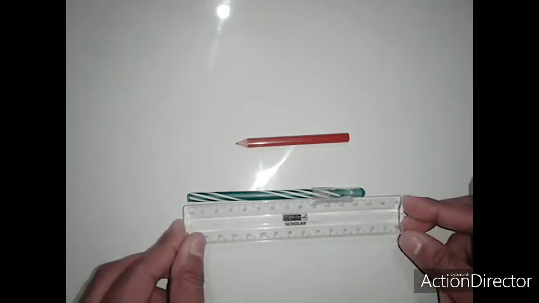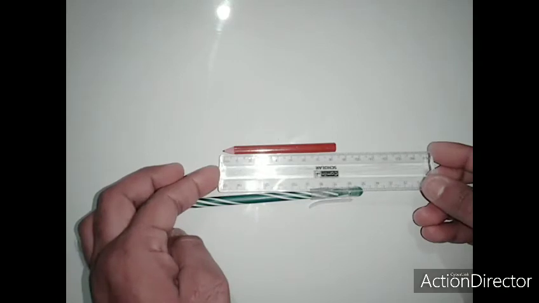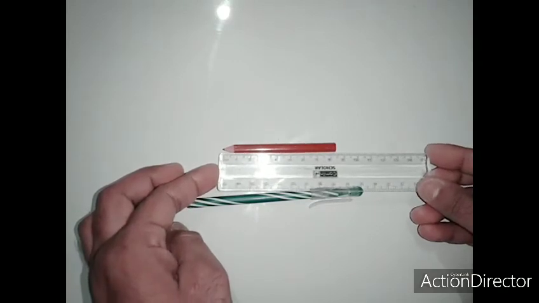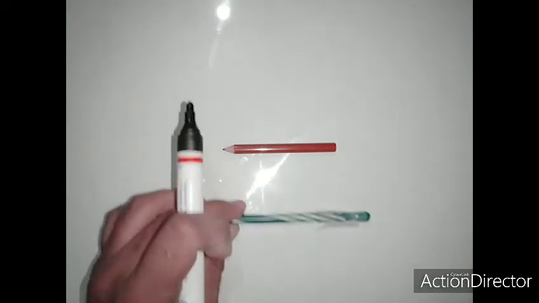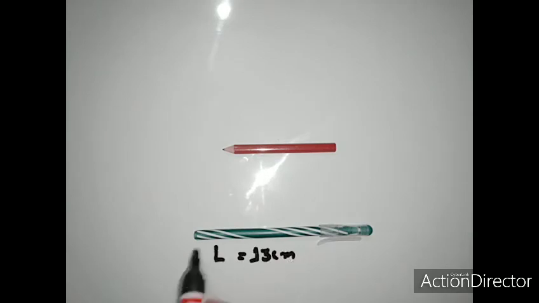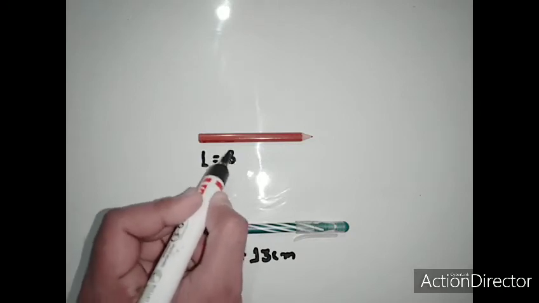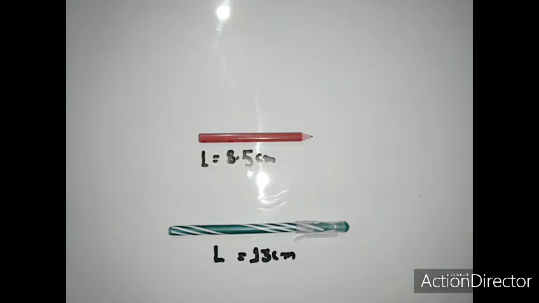Here we get the length of this pen is equal to 13 centimeter, right? Now when we measure, the length of this pencil is equal to 8.6 centimeter, right? So here we write the length of this pen is equal to 13 centimeter, length of the pencil is equal to 8.5 centimeter, right? So here we use all these instruments and we find the exact length of different objects.